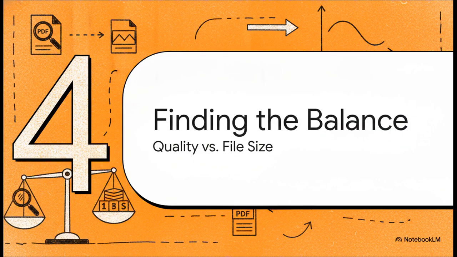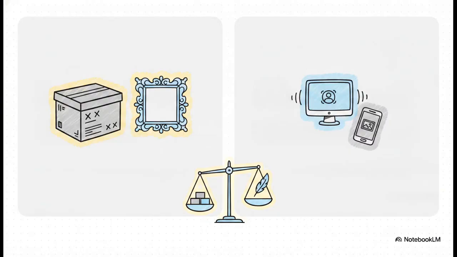All right, on to section 4, finding the perfect balance. So you have all these settings right at your fingertips, but you might be wondering, how do I actually balance absolute visual sharpness with minimal file size? Well, think of this as the Goldilocks technique. You want to dial in the settings that are just right for your specific use case.